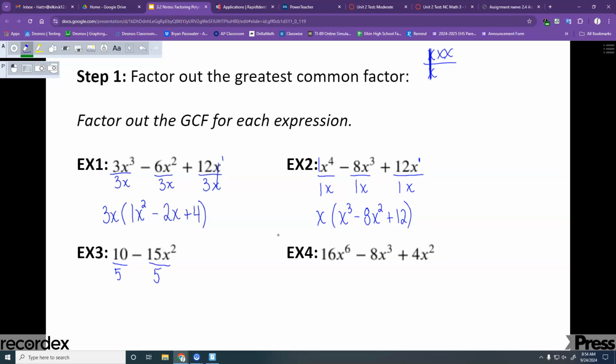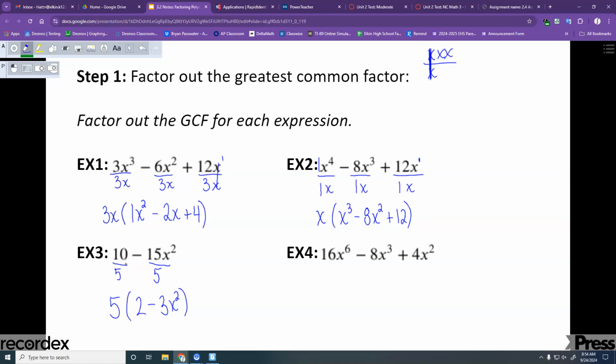Okay, take any x's out? Do you have any x's right here? You do not. So you can't take any x's out on this particular problem, because if you have a term with no x's, then no x's can come out at all. So if I put my 5 out front, 10 divided by 5 is 2. 15 divided by 5 is 3. And then that x squared just stays the same because we didn't take any x's out.